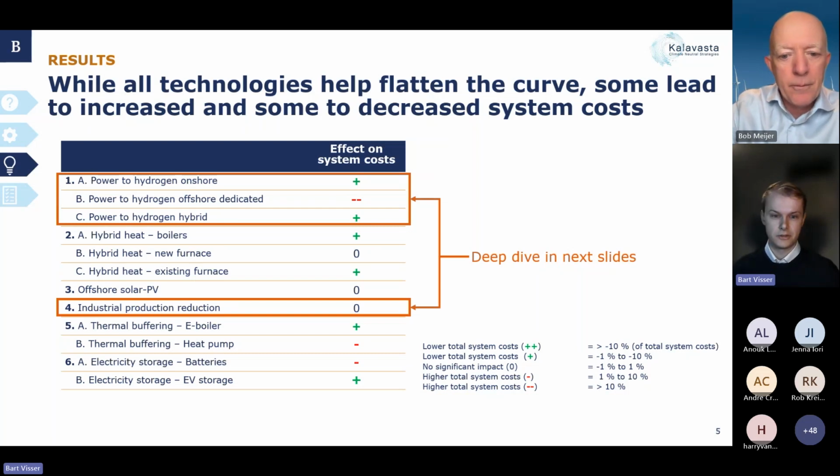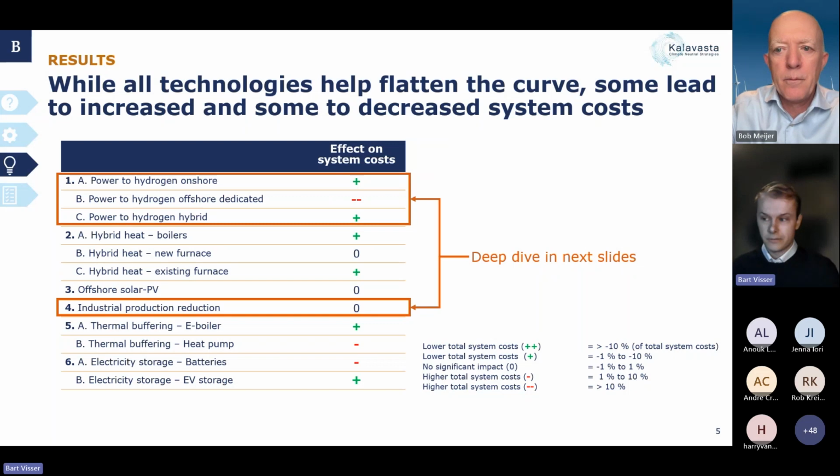However, it's important to note that we are looking at the year 2050. So we made cost assumptions for 2050, which are surrounded with a lot of uncertainty. So changing these cost assumptions can also heavily impact the conclusions of this report.